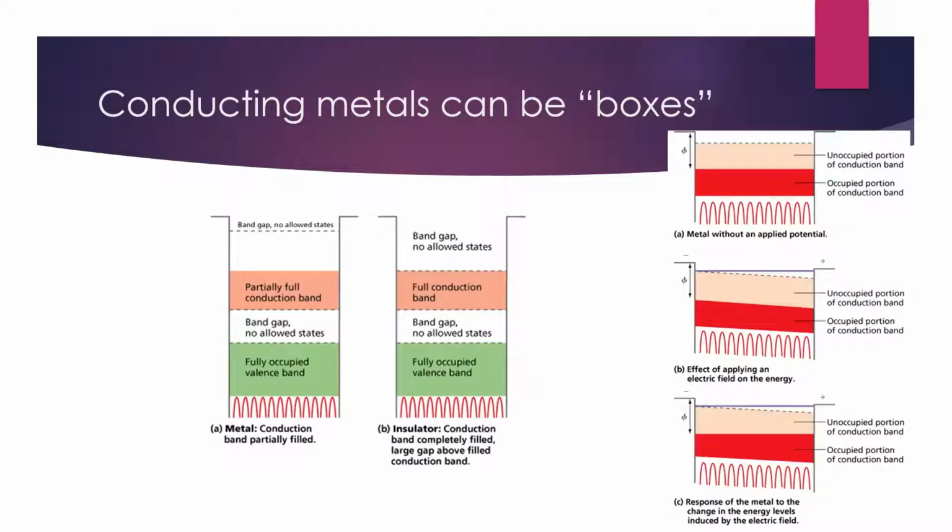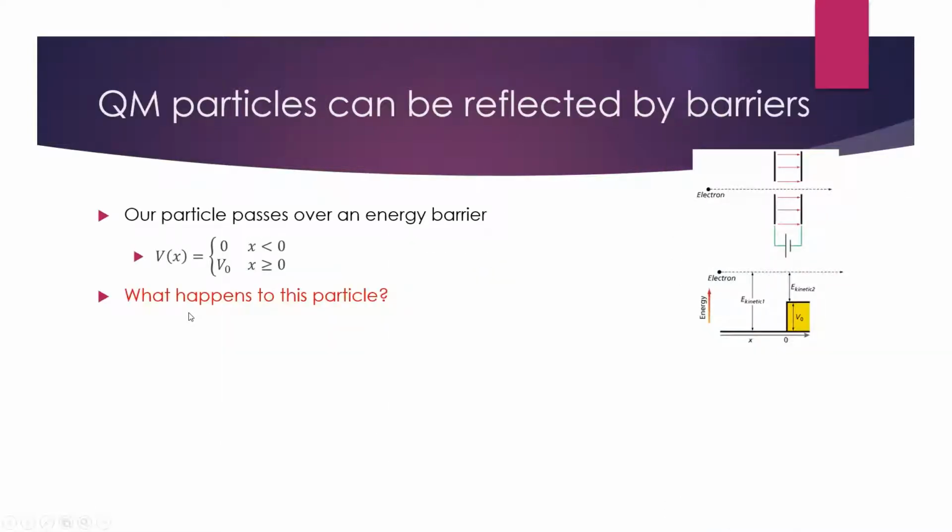So we'll go ahead and discuss it. Before we talk about tunneling, we want to talk about how a quantum mechanical particle will interact with an energy barrier. And the tunneling is going to be, again, an extension of how these particles interact with energy barriers. So we can imagine an electron that we shoot through some energy barrier.